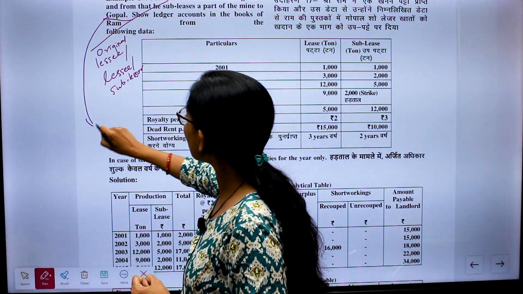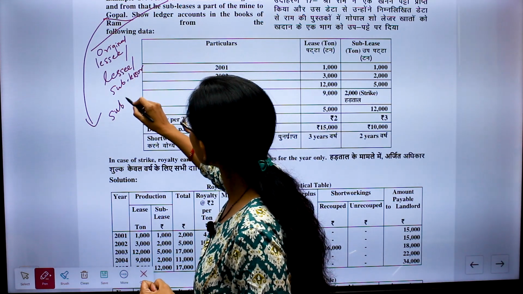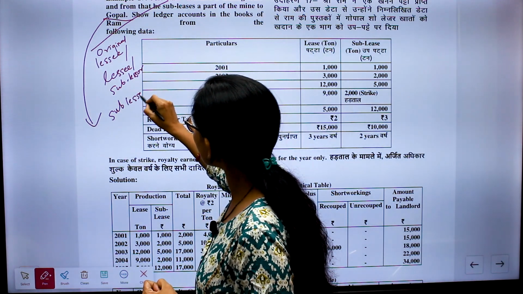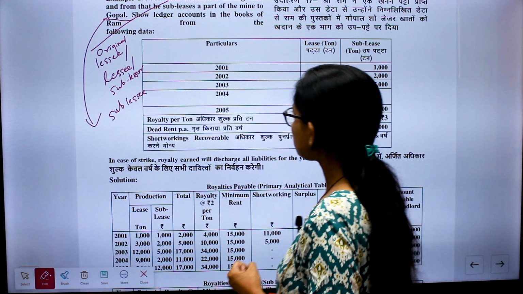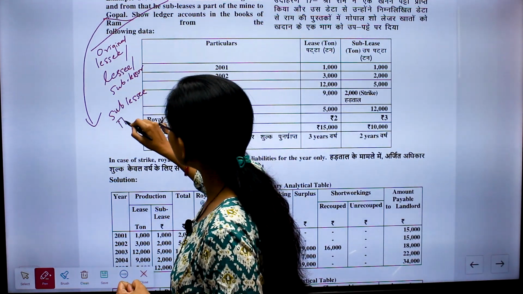So who is Gopal now here? Gopal is a sublessee over here. So he is a third party. Gopal is a third party, a sublessee.